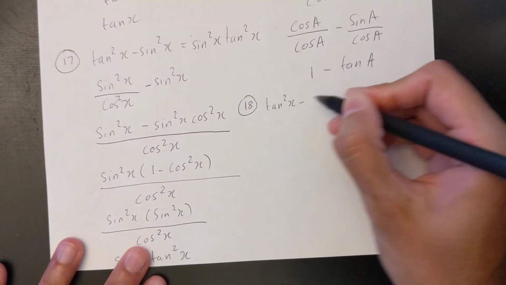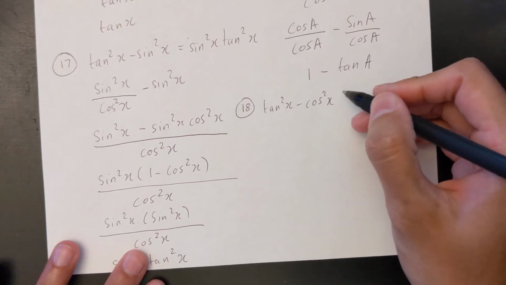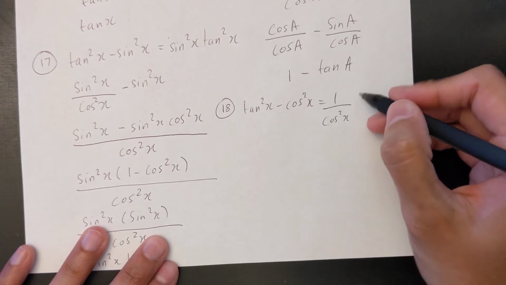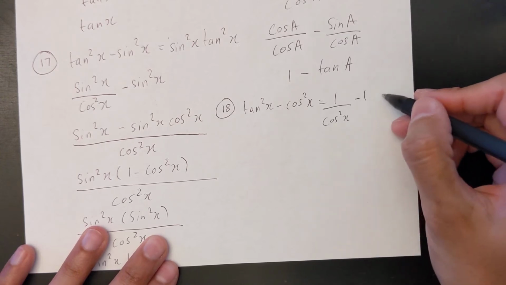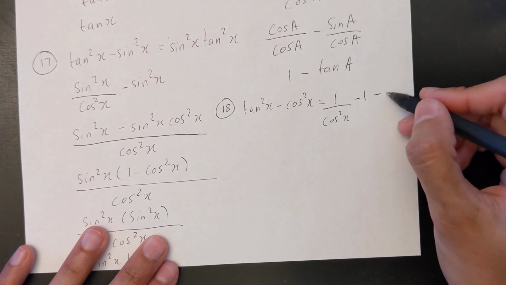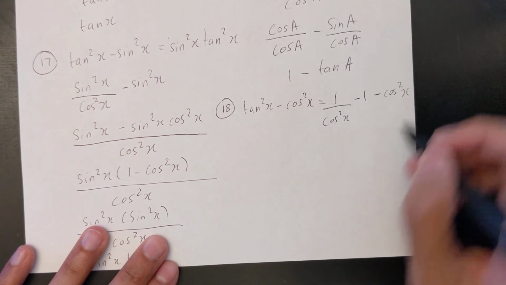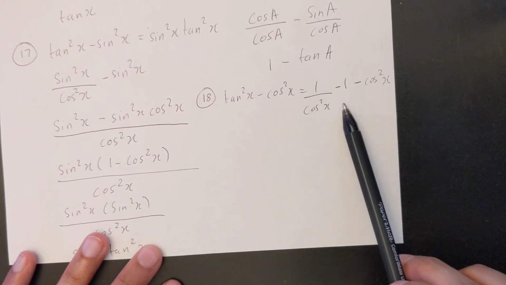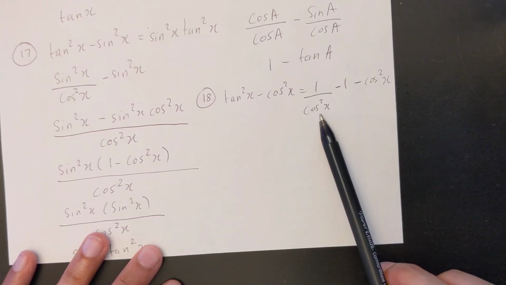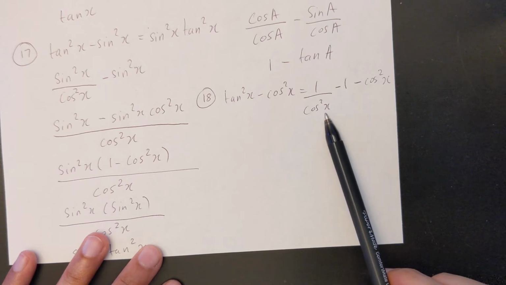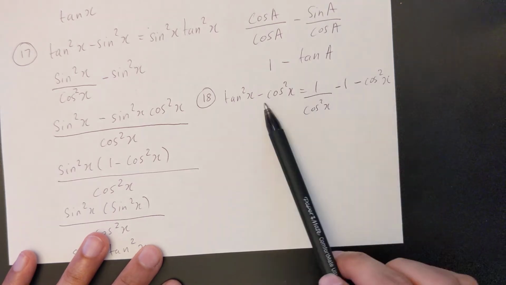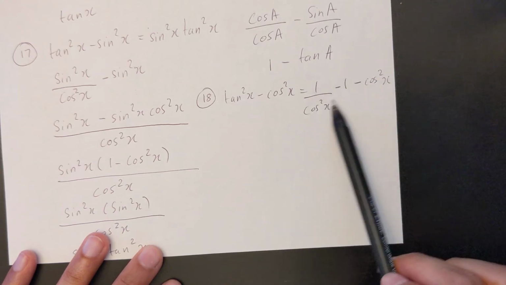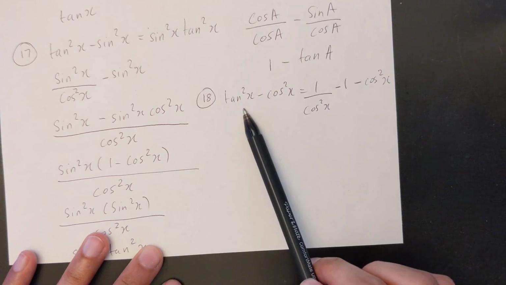Tan square x minus cos square x equals 1 over cos square x minus 1 minus cos square x. Okay, so if I compare these two, the hardest side is the right side because the denominator is over here. One more thing I want you to notice is negative cos square x's are exactly the same. So I'm not going to touch this. I'm only going to work with this part here and try to make it equal to tan square x.